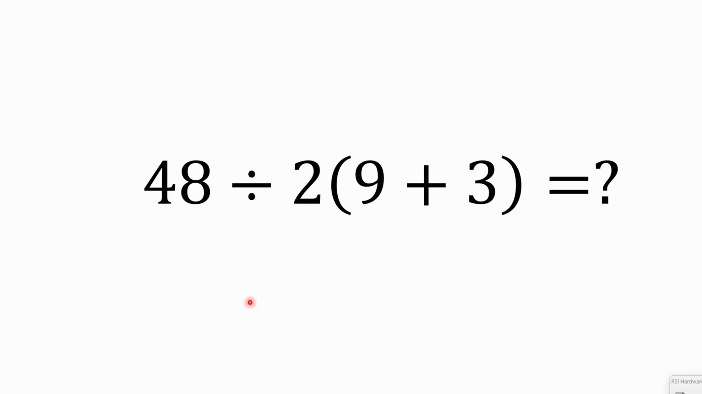All right, hello everybody. We've got a simple mixed operations problem here. Another one of these viral problems that shows up on the internet. It's 48 divided by 2 multiplied by the quantity 9 plus 3. And if you'd like to at this point, you can pause the video and we will come back and work this one out together.